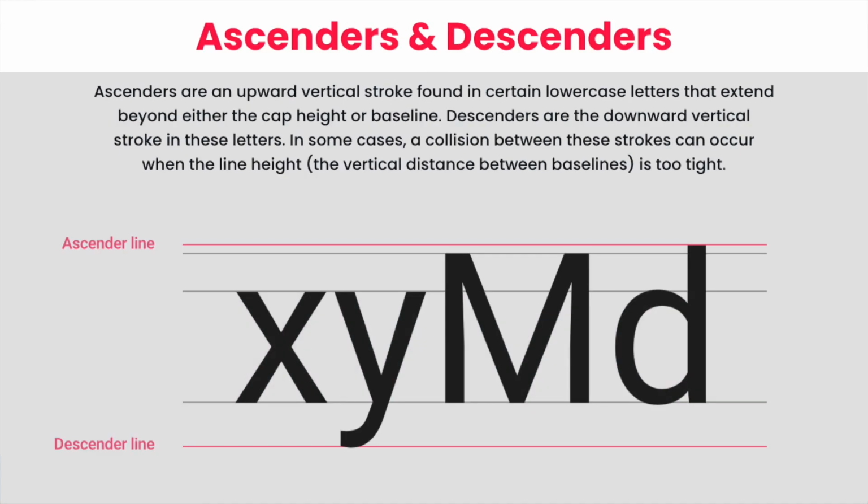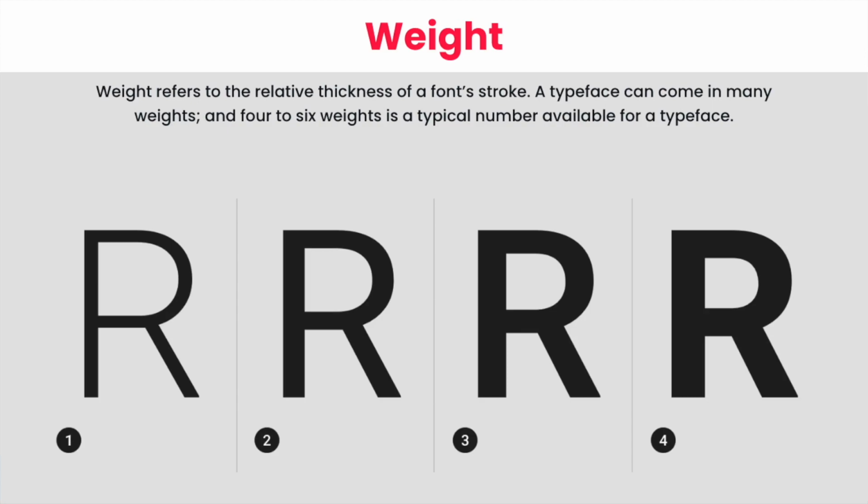Ascender and descender. The ascender line is the top line of your letters. We can also call it the top line. The descender line is the bottom line of your letters. So we have the descender line and the baseline. Weight. Each font has its own distinct thickness, like light, regular, medium, bold. As you can see on this screen, each font has its own weight and its own different stroke.